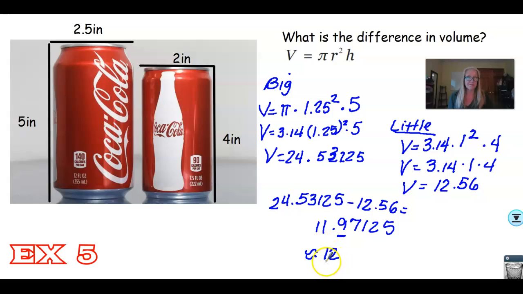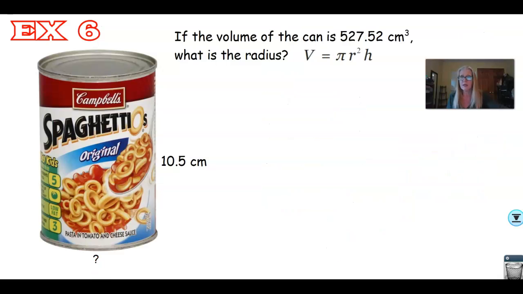All right. And my last example for today, can of SpaghettiOs. Now, I loved these as a kid, but now as a grown-up, when I eat them, I'm like, how did I ever eat those? Terrible. This one is kind of a working backwards problem. I'm giving you the volume, and I'm asking you to find the radius, okay?